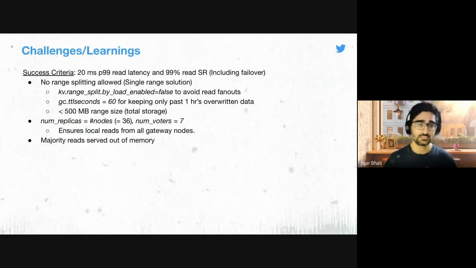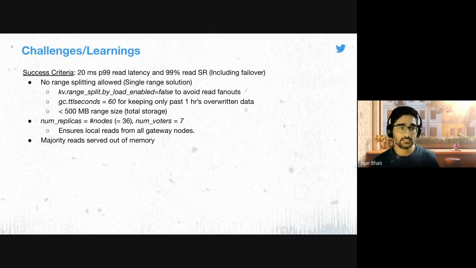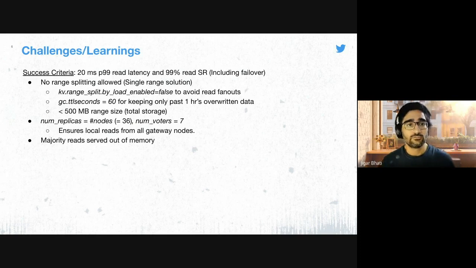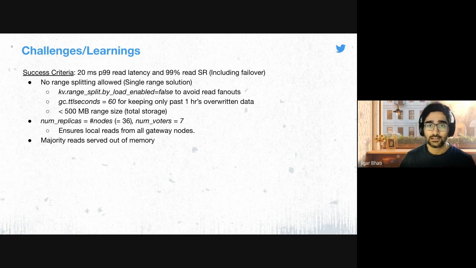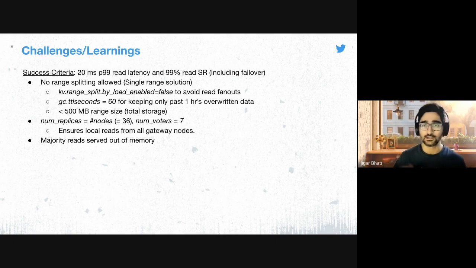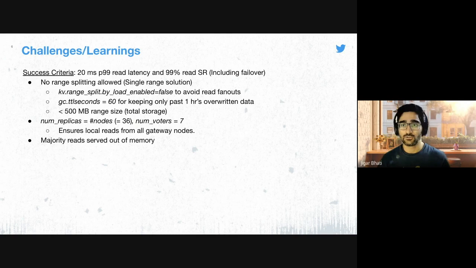Now, this is the most interesting part of the talk. So I'm going to be talking about what are some of the challenges and learnings that we got out of productionizing this use case. So the first one is we wanted to achieve 20 millisecond P99 read latency with a 99% read success rate, including the failover. So failover here means that there are other data centers, and Twitter generally does fail out traffic from a data center into another. So we need to account for that increased traffic as well.